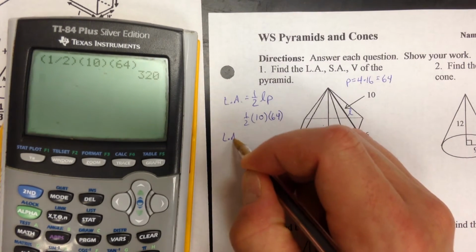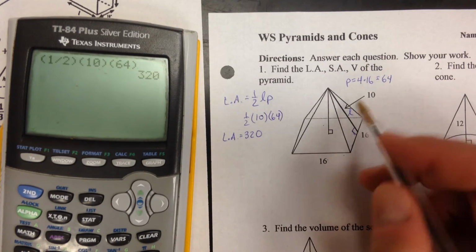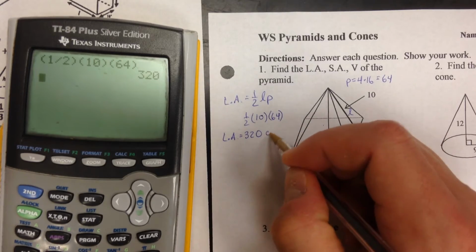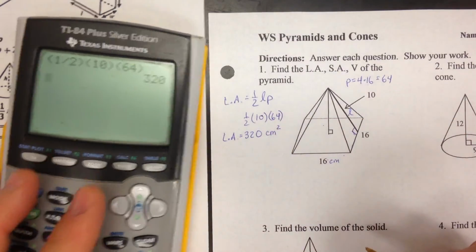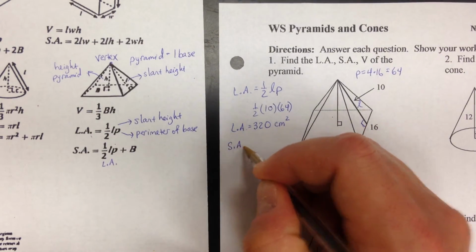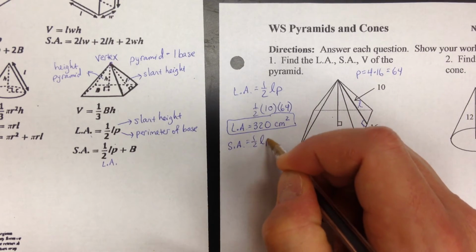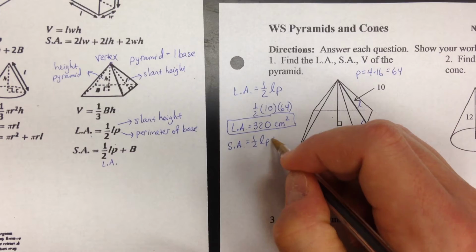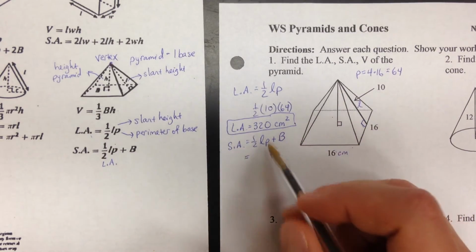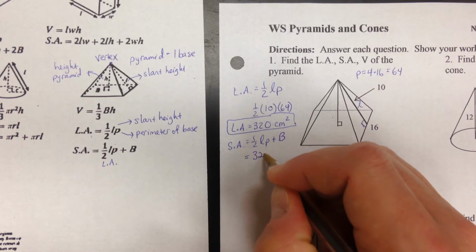So LA equals 320. And let's say they don't tell us what units these are. Let's say this is centimeters. So the lateral area is 320 centimeters squared. Okay, so there's your LA. Surface area is 1/2 times slant height times the perimeter of the base plus the area of one base. So right now we already have the LA, this 1/2 L times P, that was the 320.